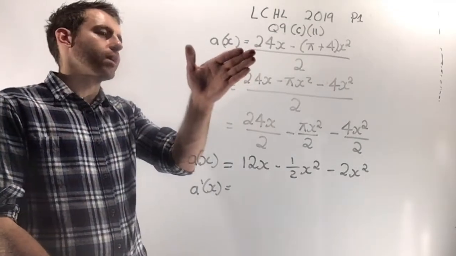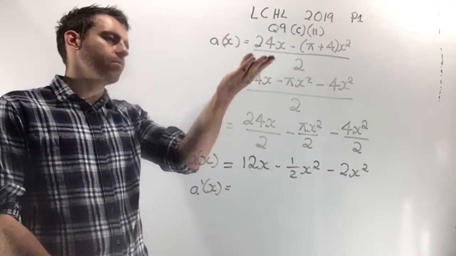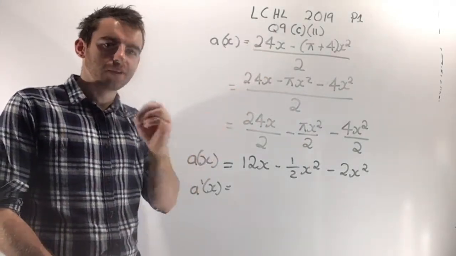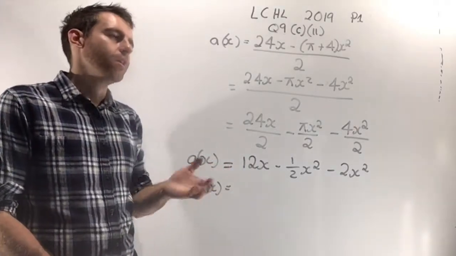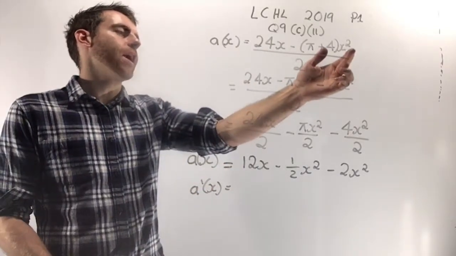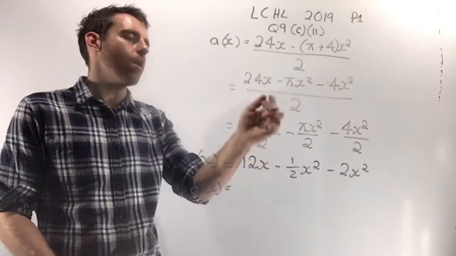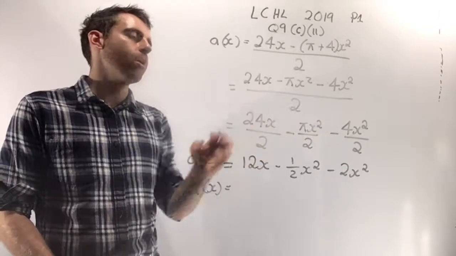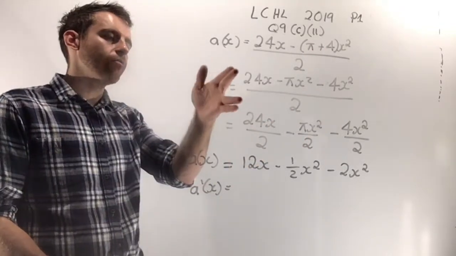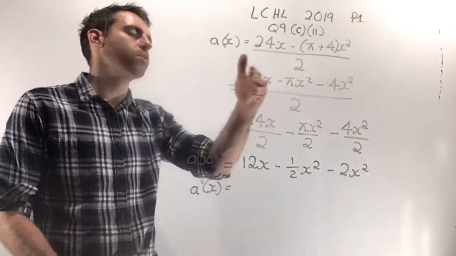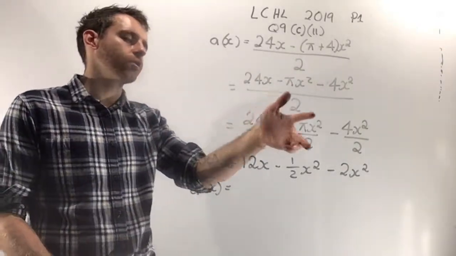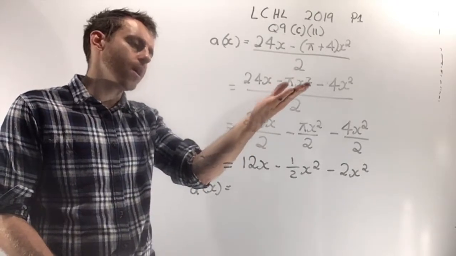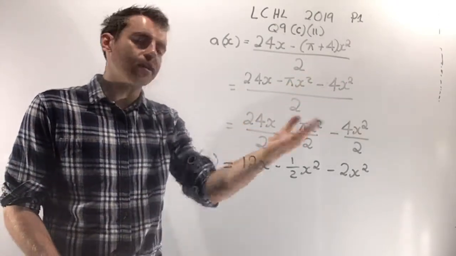Now, previously we've worked out the area as a function of x in this form, but that's going to be incredibly messy to try and differentiate like that. So all I've done so far here is simplify it. First I multiplied x squared minus by x squared by pi gives me minus pi x squared, minus by x squared by 4 gives me minus 4x squared. And then rather than writing it as one continuous fraction, I've written it as 3 different fractions: 24x over 2, minus pi x squared over 2, and minus 4x squared over 2.